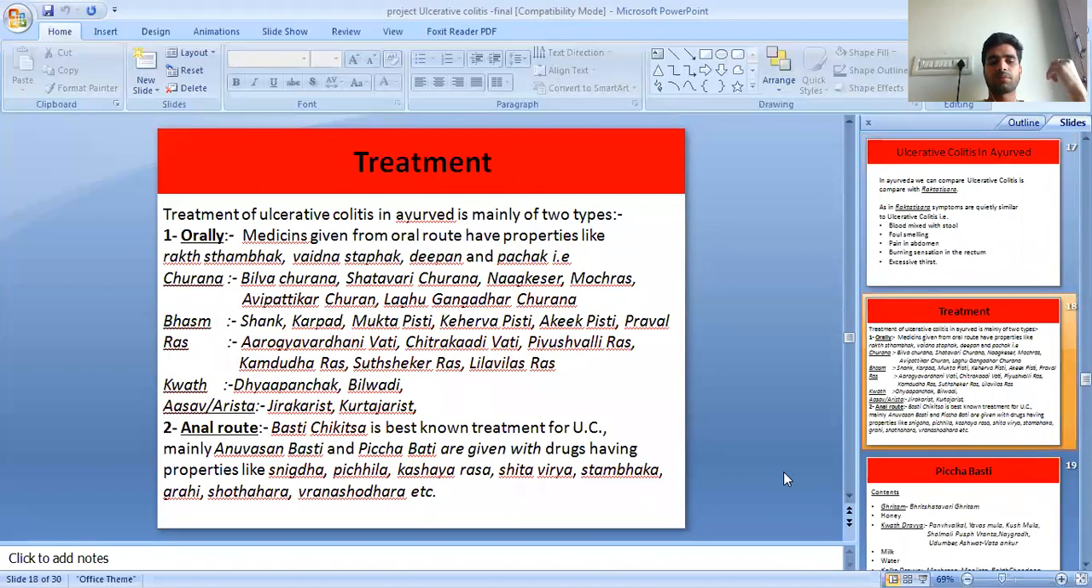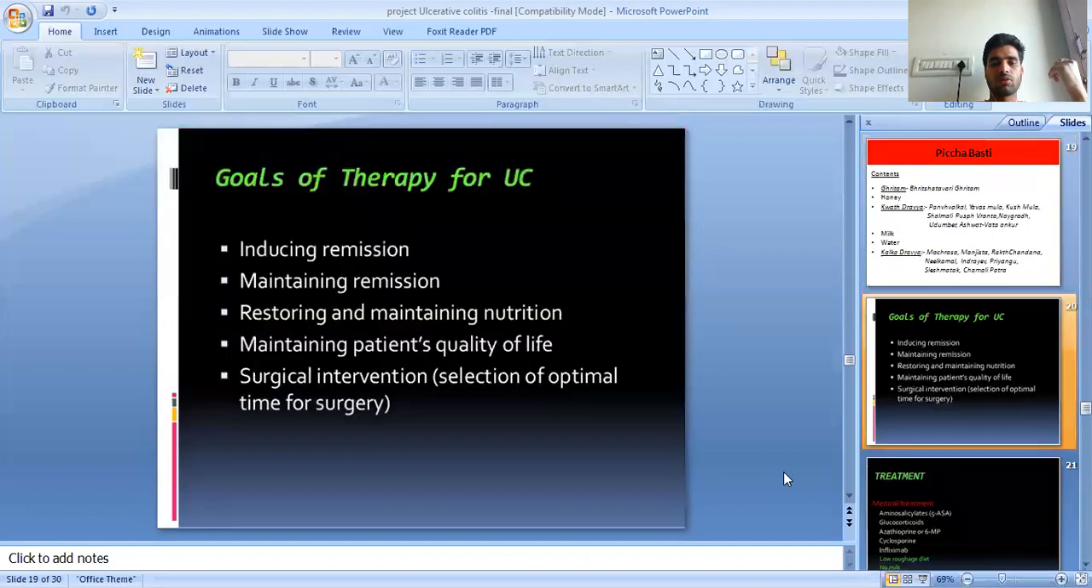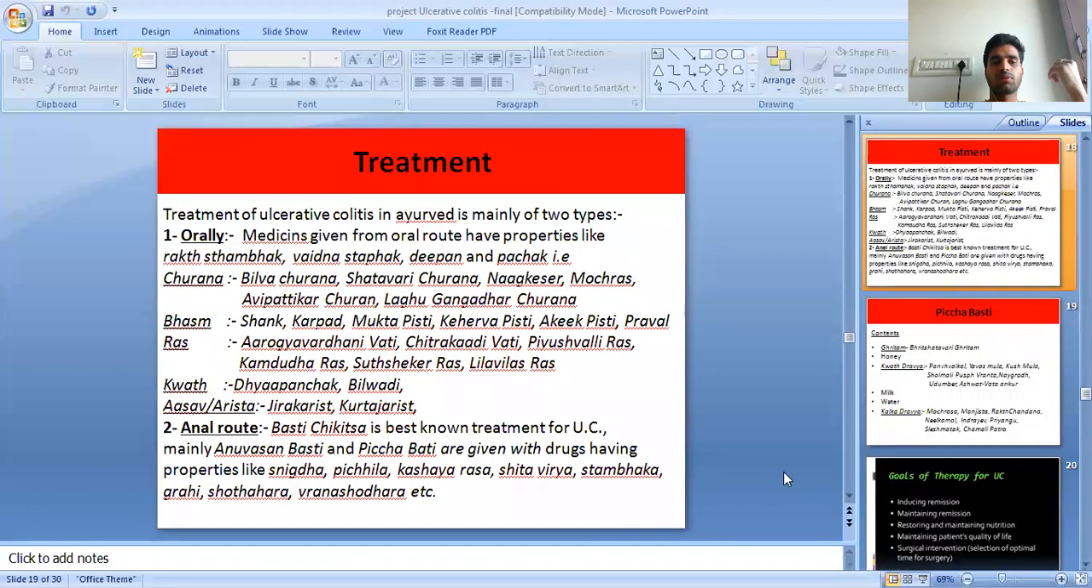Treatment. These are the treatments in Ayurvedic manuscripts: orally and anal route. Orally, we can use churna, bhasma, various types of churna, rasa bhasma, and kwatha, asavarishta like jirakarishta, kutajarishta. Anal route, we can prefer picha basti, sheeta picha basti and anuvasana basti.